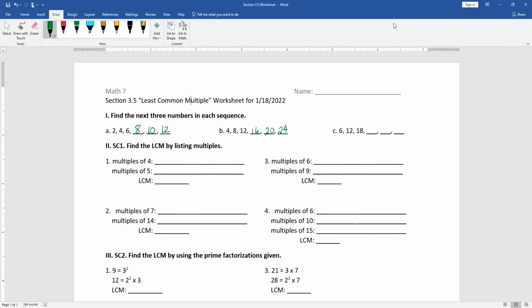And then our last sequence here is 6, 12, 18. So that's 6 times 1, 6 times 2, 6 times 3. 6 times 4 is 24. 6 times 5 is 30. And 6 times 6 is 36. So those are the last three in our sequence. All right, so let me go ahead and switch over.